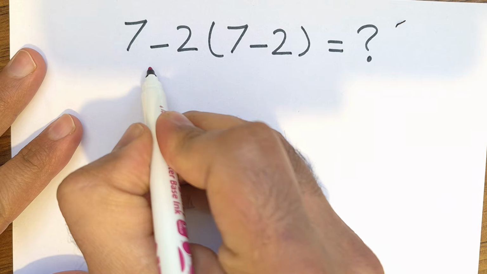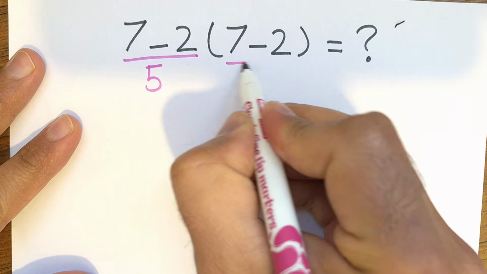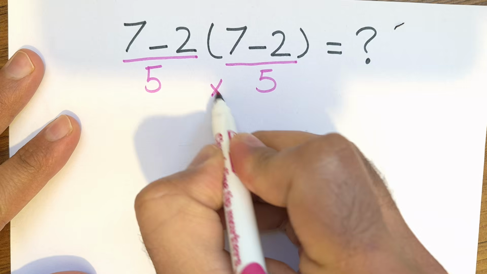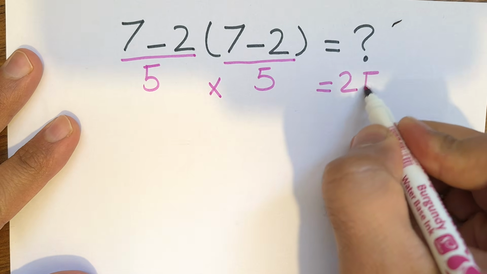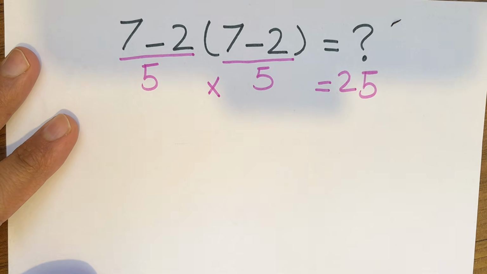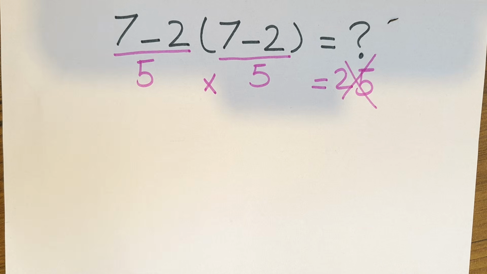7 minus 2 is 5. Then 7 minus 2 is also 5. So 5 times 5 equals 25. Absolutely not. That's not the answer, because we should go with the order of operations.